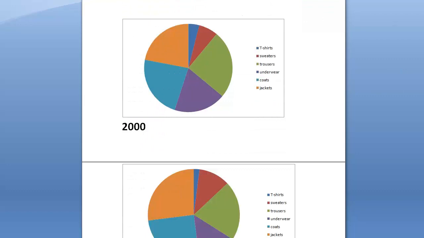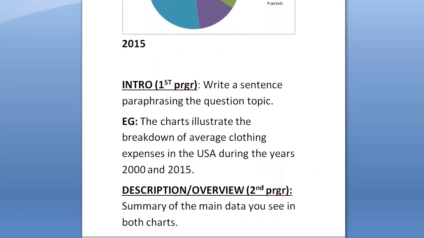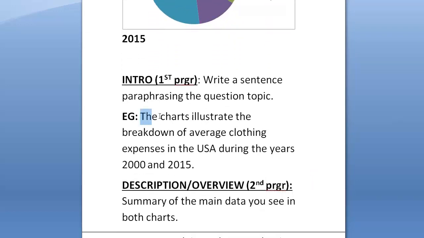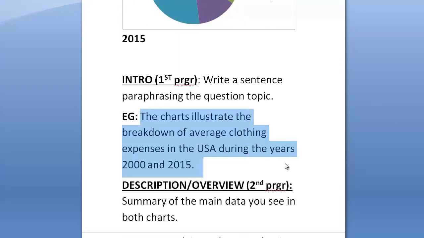Let's see an example. An introducing sentence for this topic we're working on. So, the charts illustrate the breakdown of average clothing expenses in the USA during the years 2000 and 2015. That's it. I paraphrased the topic using other words, but I didn't give any new information.